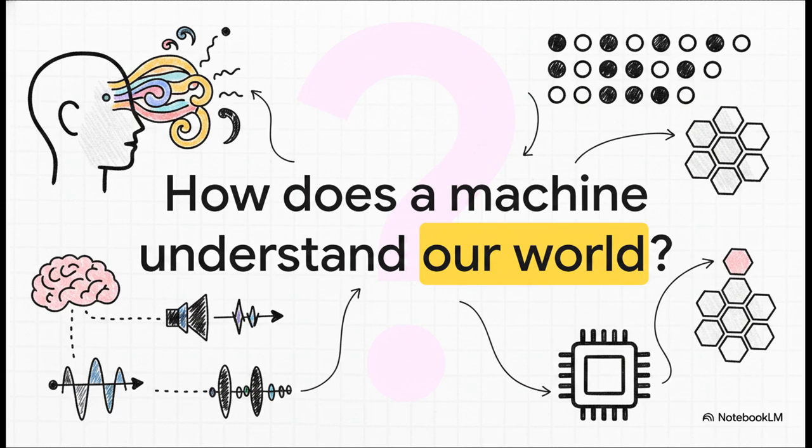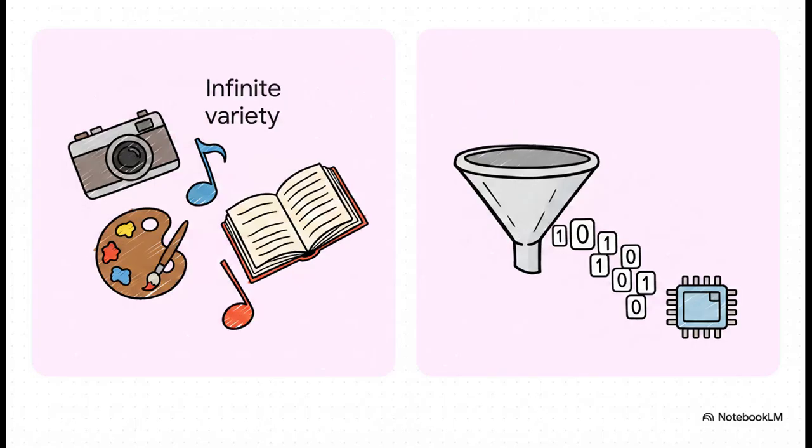So yeah, that's the big question, right? How does a machine that can't see or hear or feel even begin to comprehend our incredibly rich and complex world? And the answer? Well, it's actually shockingly simple, but also kind of brilliant. The secret is to just simplify everything, radically.